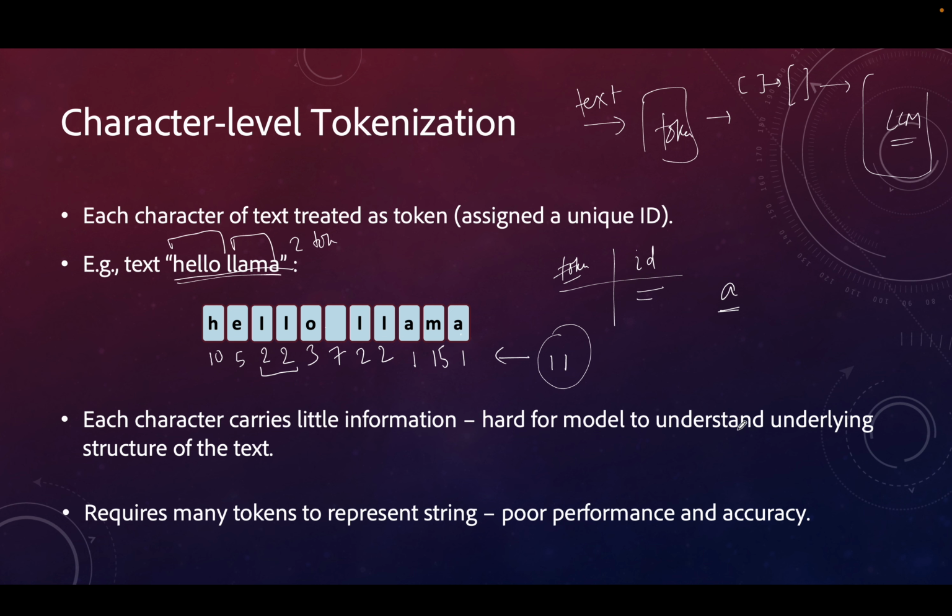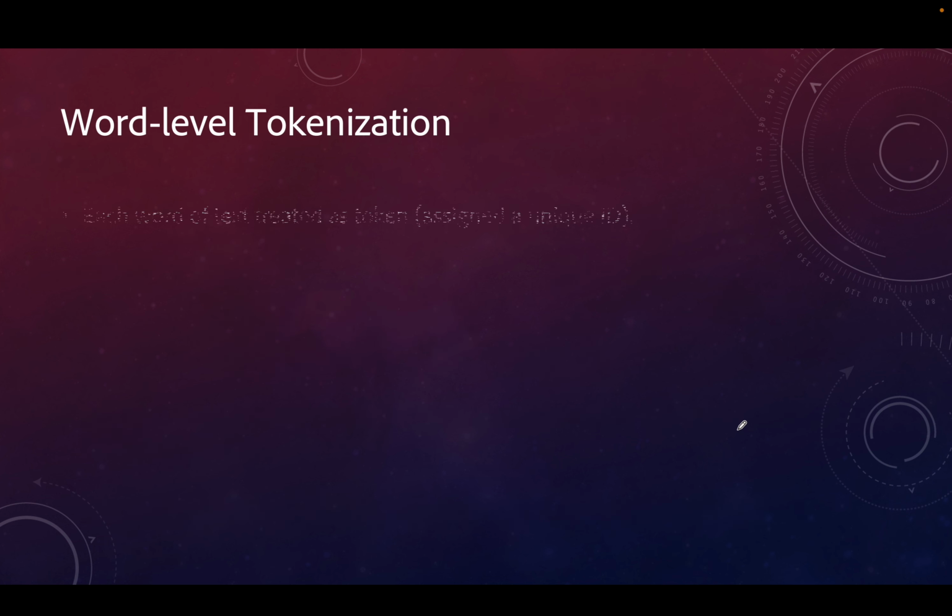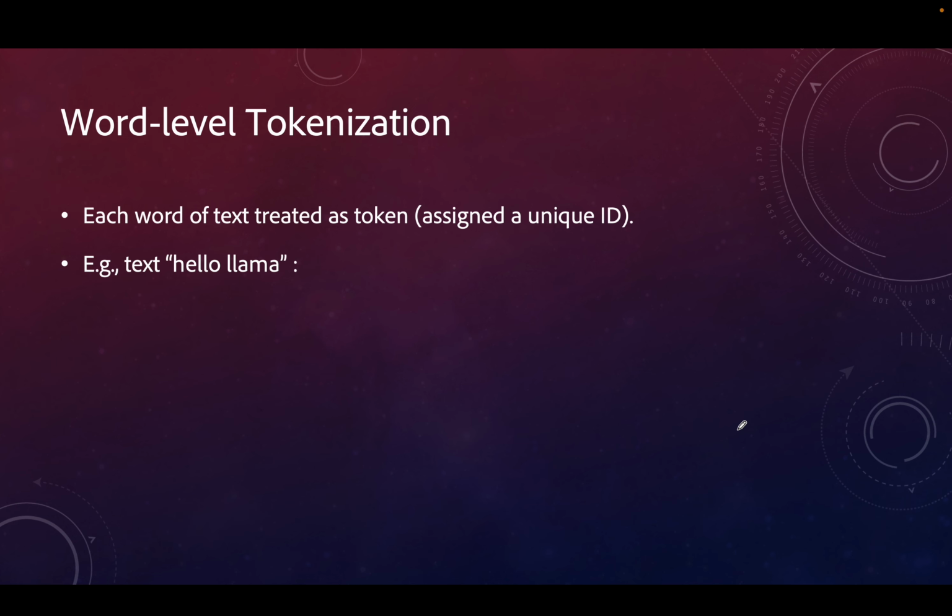Let's move to the next tokenization, called word level tokenization. As the name says, each word of the text is treated as a token. For example, if we have hello llama, we have 2 words, so we will have 2 token IDs. Let's say this is 1001 and this is 20005, some random IDs.